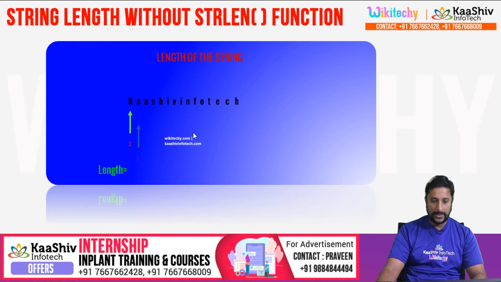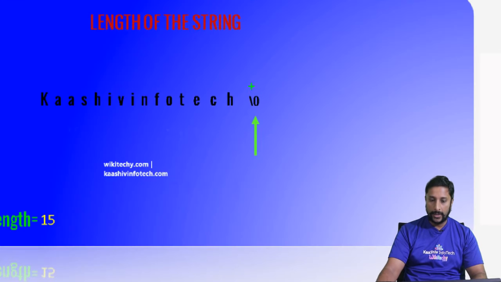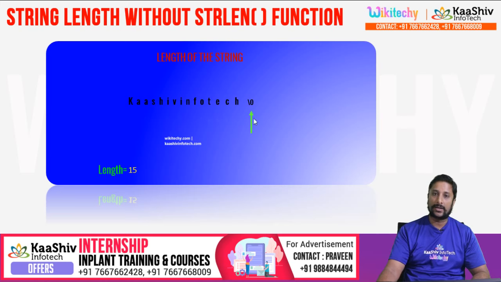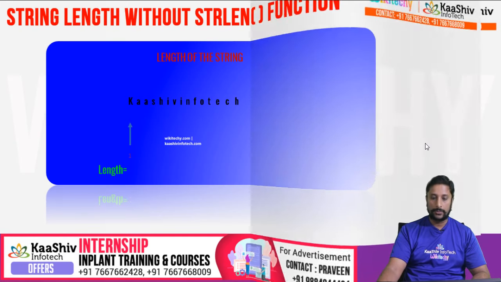I'm trying to give an animation for that. You can see Cashew Infotech is a string, and I'm trying to do the length manipulation for it. For this string the length is 15, and there is an empty character at the bottom. At the end of a string you get the null character, a termination symbol.